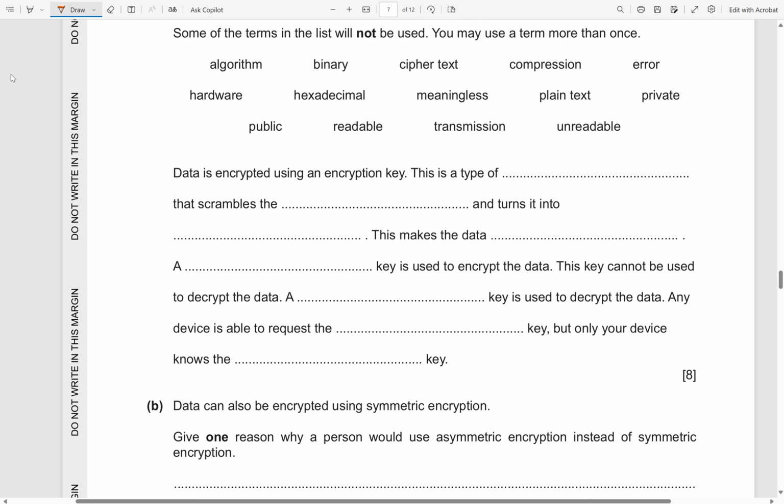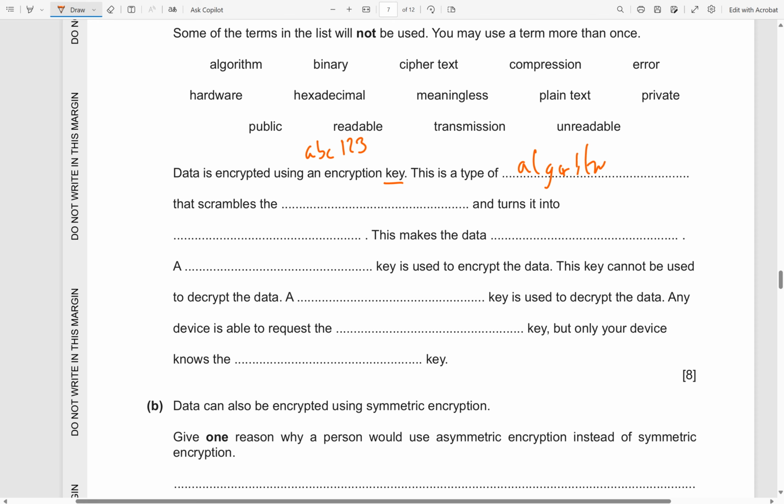So, data is encrypted using an encryption key. This is a type of something. Now here, this is kind of weird. They say algorithm, although I would actually disagree with this, because the key itself is not actually an algorithm. The key itself is just data. This could just be some sort of password that you type in, so this could just be ABC123. That could be your encryption key.